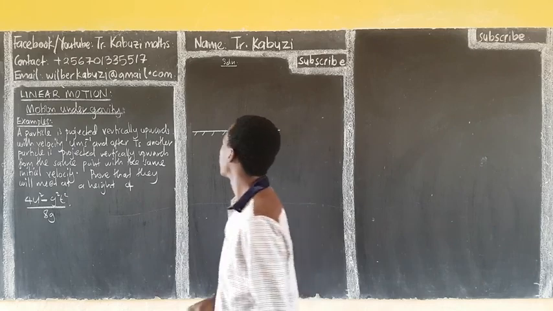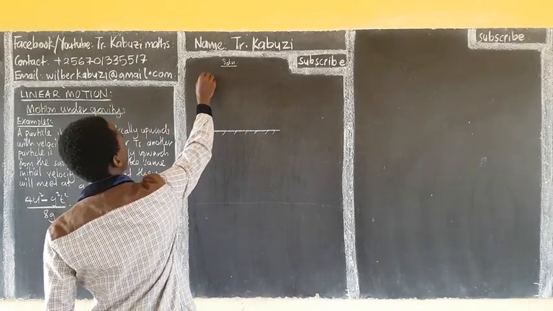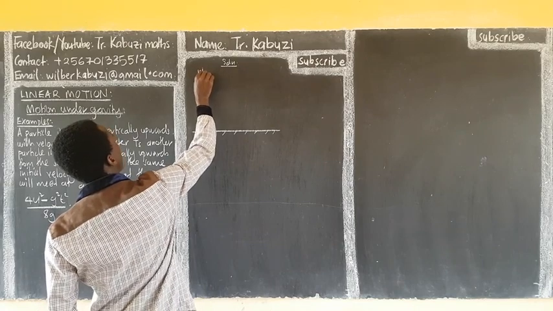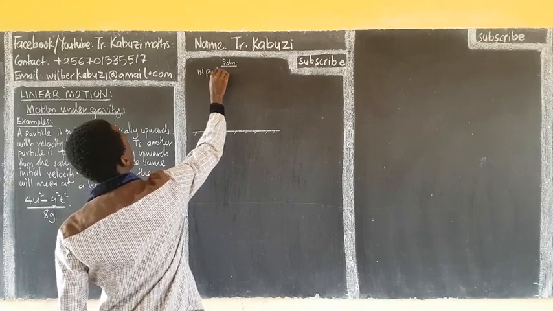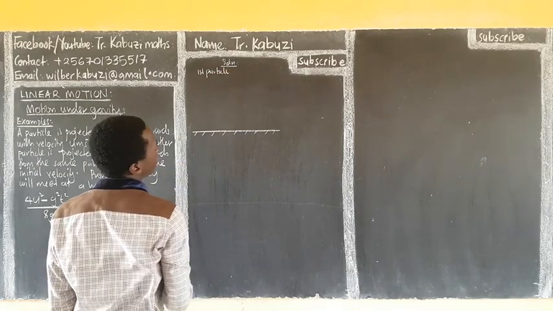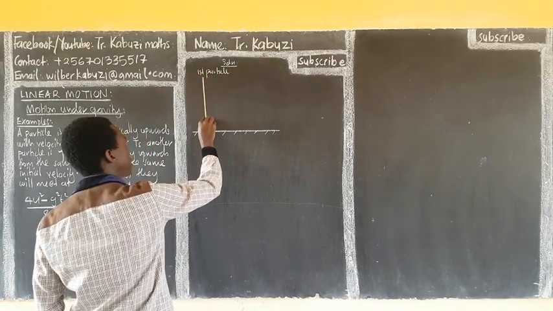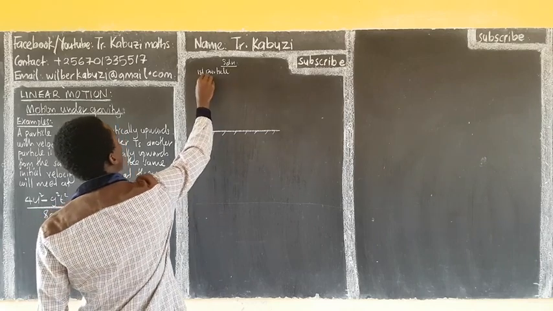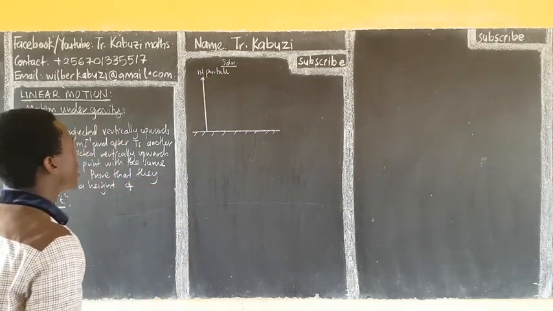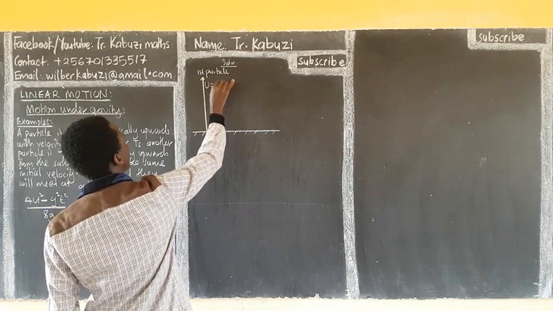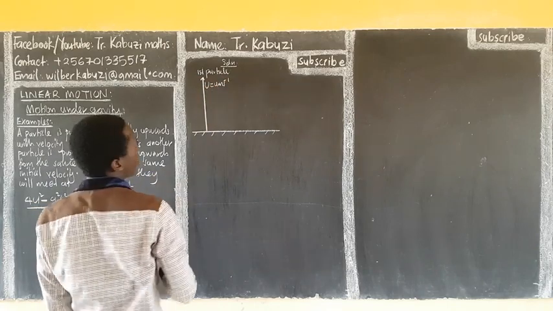So what do we handle there? I have the first particle. This is my first particle, and it is projected from here upwards. They are telling us that the initial velocity is u meters per second.